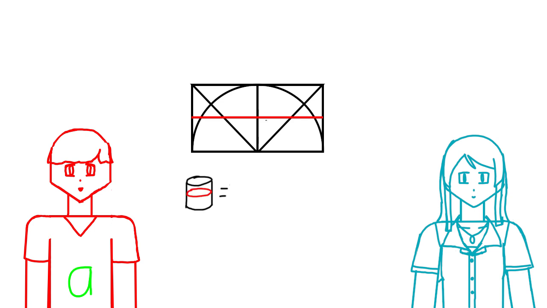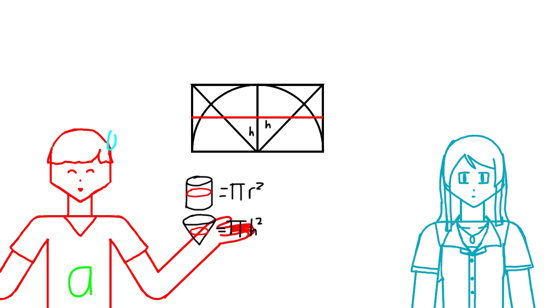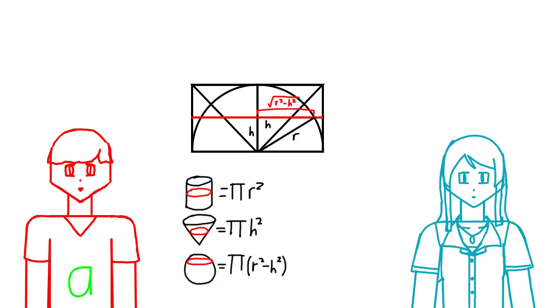What's the area of this slice of the cylinder? Well, of course, it's just pi r squared. What about the cross-section of the cone? Well, calling the height between the bottom and the cross-section h, using similar triangles, we can see that the radius of the cross-section is also h, so it's pi h squared. Now for the cross-section of the sphere, we have to use the Pythagorean theorem. Just after we proved it 34 times. Doing the math, you get that the area is pi times r squared minus h squared, which is just the cross-section of the cylinder minus the cross-section of the cone.